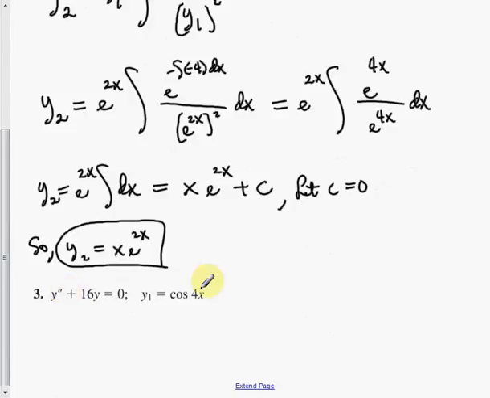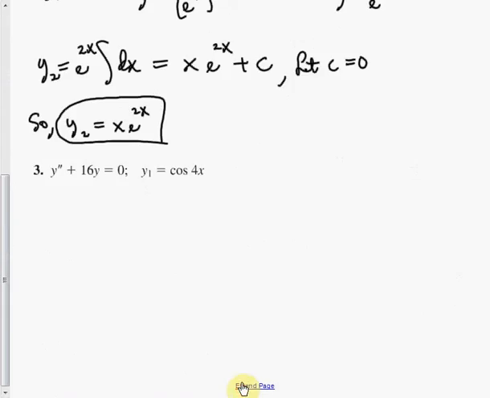Okay? Let's look at number 3. Do you see that P of x is equal to, anybody know? P of x is equal to 0. Exactly. There is no y prime, so P of x is equal to 0. Very good.